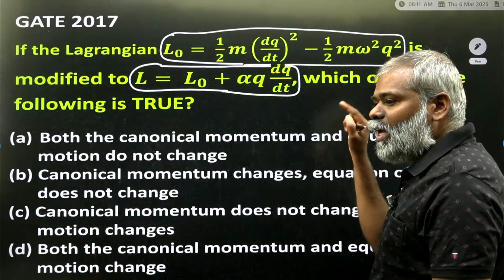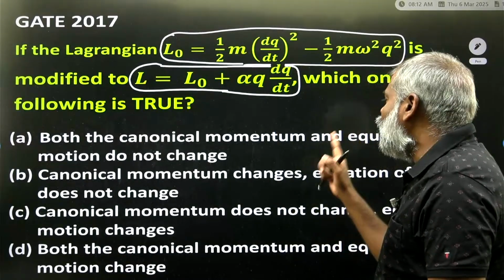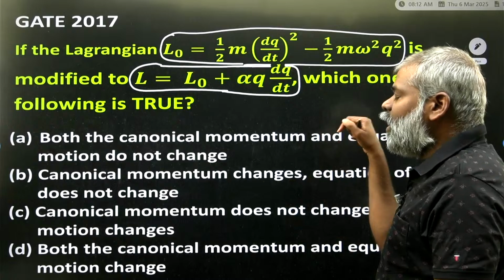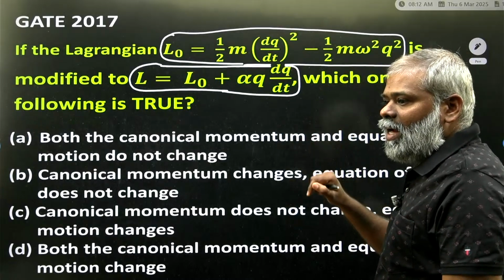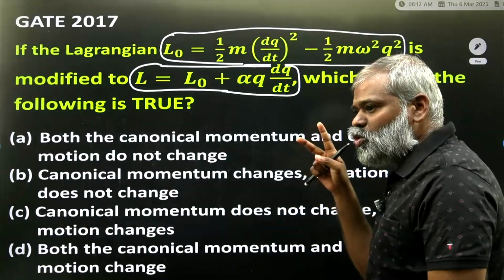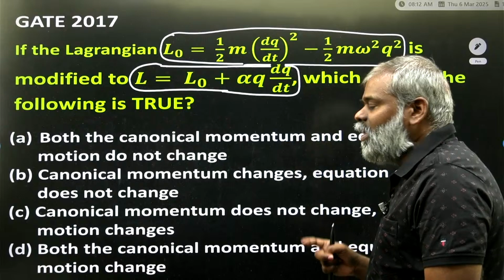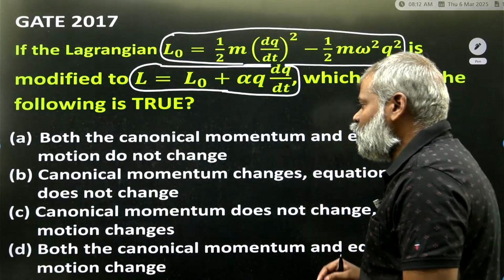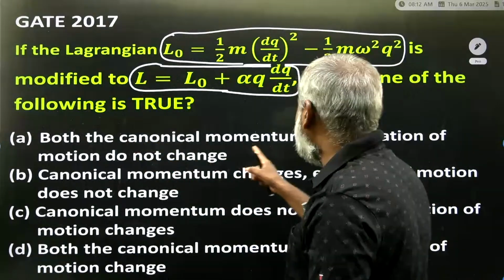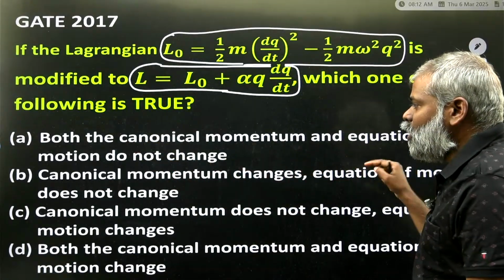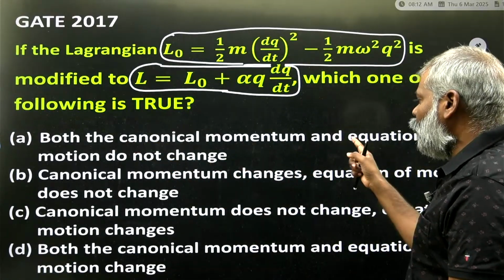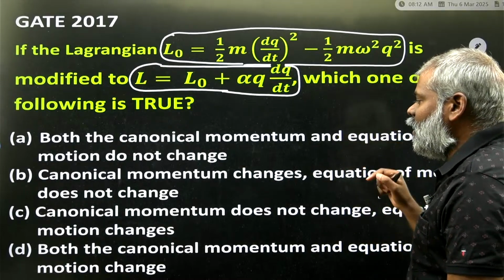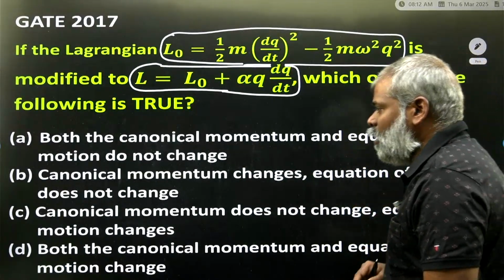So they are giving two Lagrangians here. One is the unmodified Lagrangian equation. One more is the modified Lagrangian equation. Among the two Lagrangian equations, they are giving the options. You have to see: both the canonical momentum and equation of motion do not change. We need to calculate the canonical momentum and equation of motion.